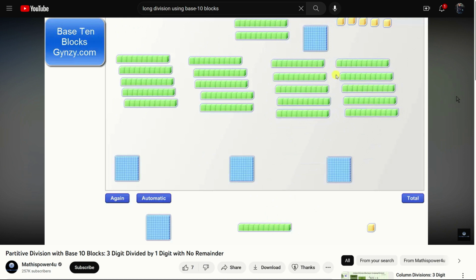So now we'll perform the exchange. Again, we're exchanging these 10 rods for this flat. Notice now we have 10, 20, 21, 22 rods, which we need to try to share equally among the three groups. And because 7 times 3 is equal to 21, we know we can share 7 rods with each of the three groups. Let's go ahead and do this.